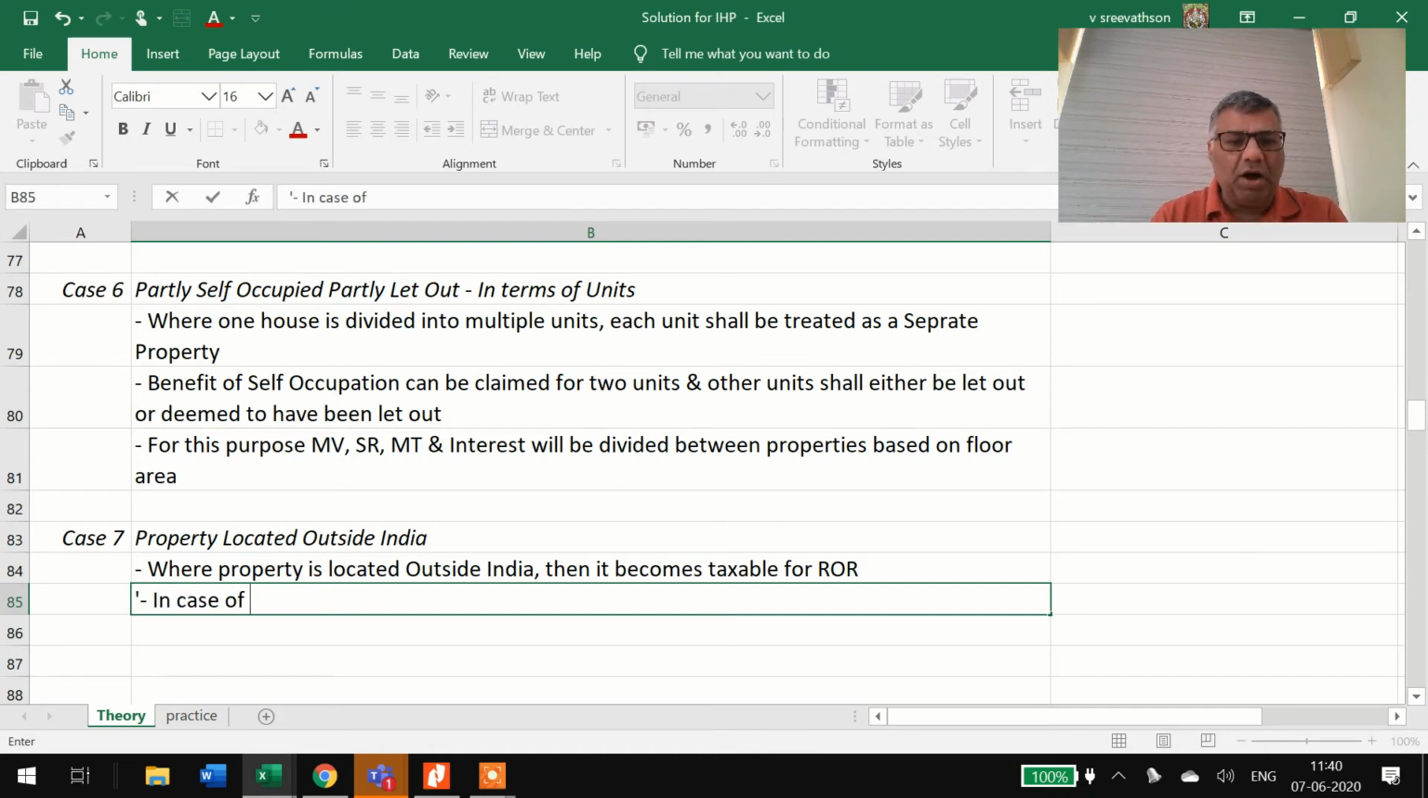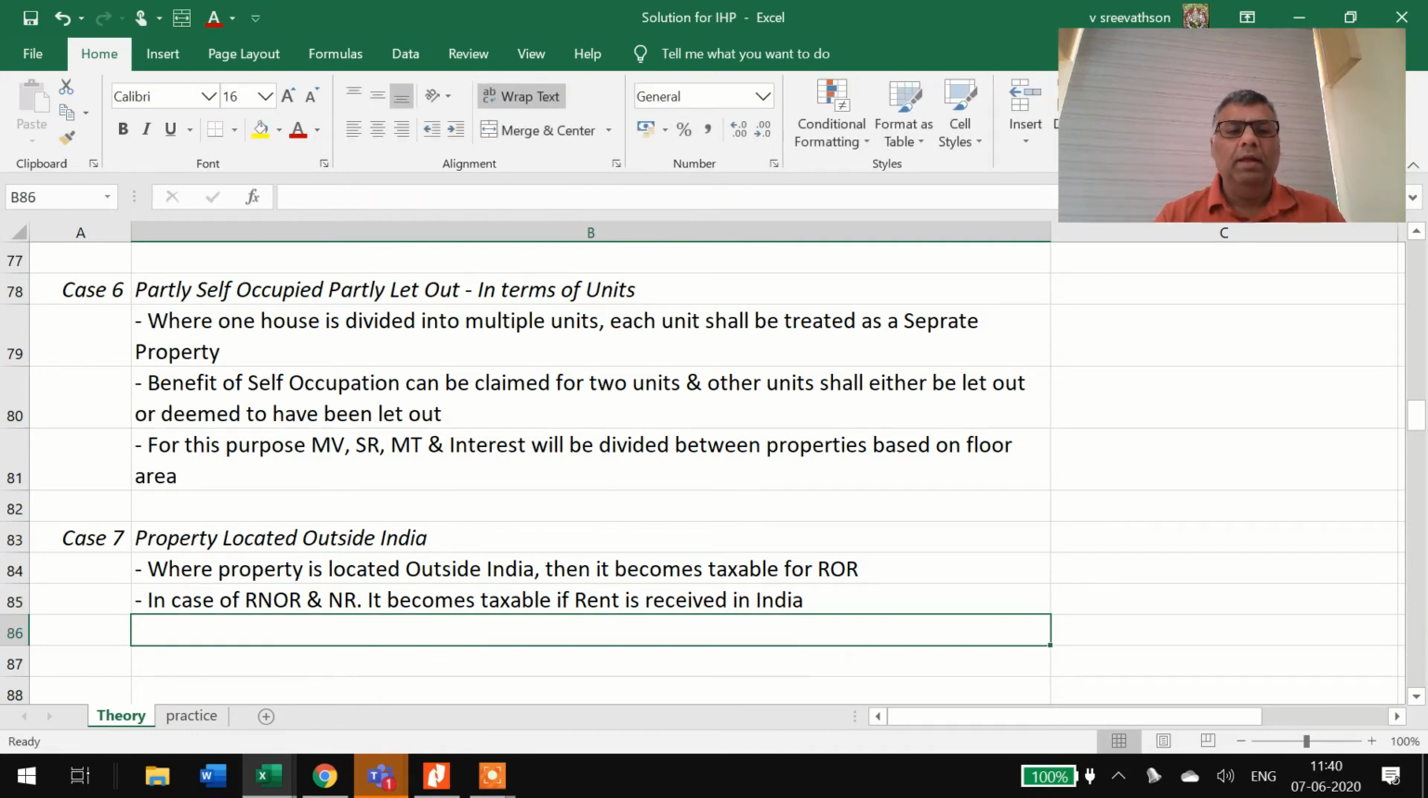In case of RNOR and NR, it becomes taxable if rent is received in India. For RNOR and NR, it will become taxable provided rent is received in India.